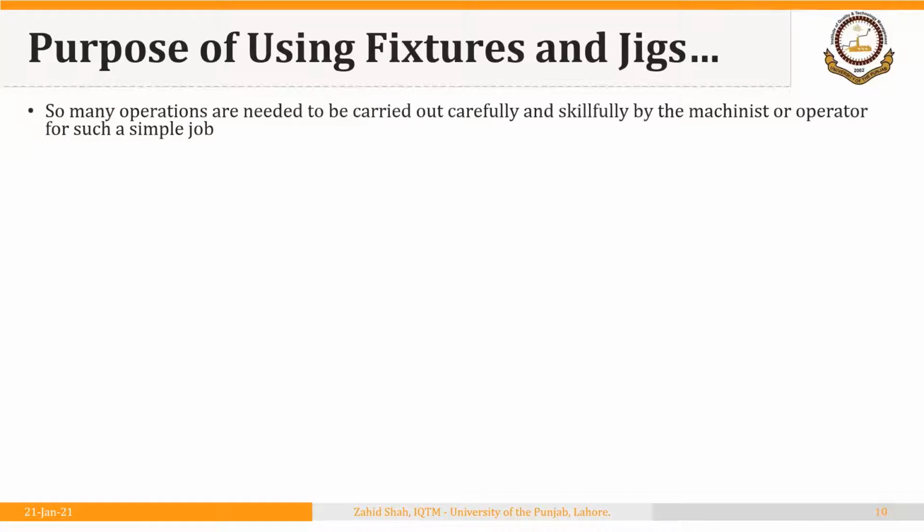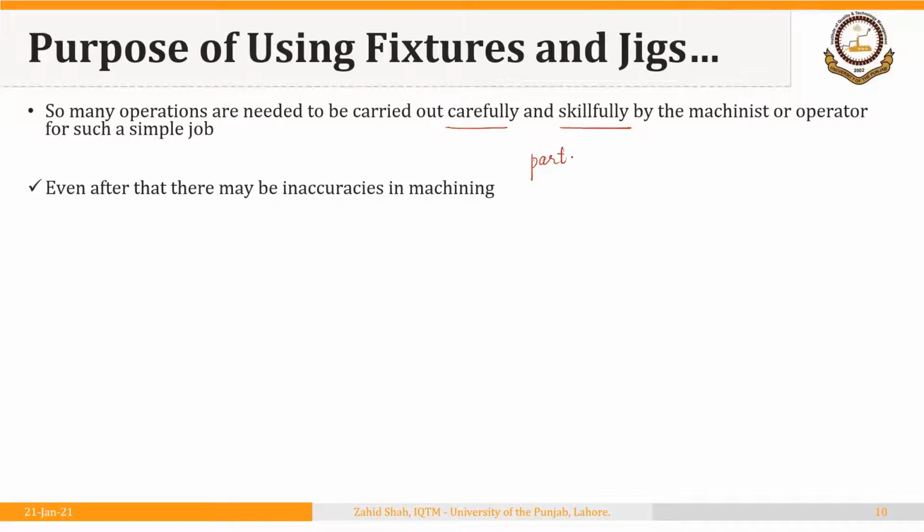So you notice that so many operations are needed. So it is a tedious job. It requires a lot of care and skill to drill this hole. And it was a simple operation. We had to drill just one hole at a specified position. And even after that, there may be inaccuracies in machining. Especially we can expect part-to-part variations in this case, because everything is being done manually. So we can expect a lot of variations part to part.